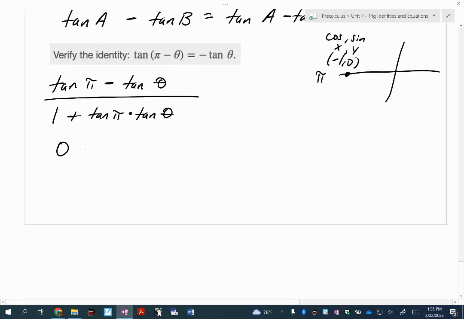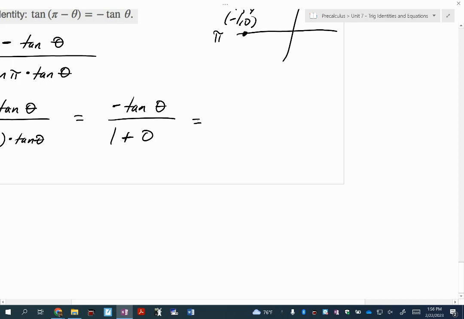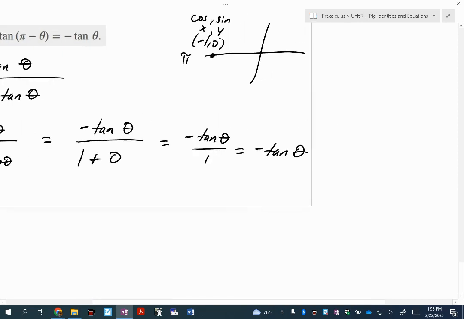So this becomes 0 minus the tangent of theta over 1 plus 0 times tangent of theta. So if I keep going with that, I get the opposite of the tangent of theta over 1 plus 0, right? Anything times 0 is 0. And if you reduce that, you get negative tangent of theta over 1, which is the same as the opposite of the tangent of theta, which is what I wanted. I wanted this to be equal to the opposite of the tangent of theta.